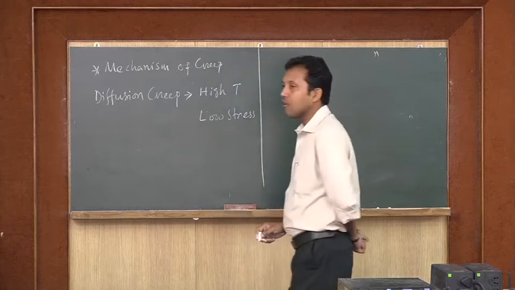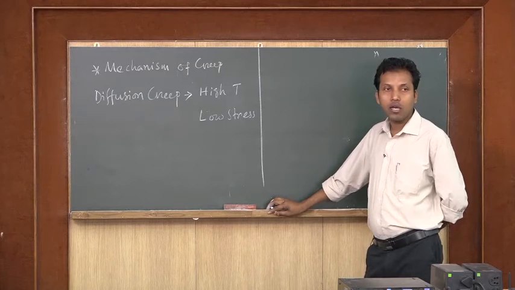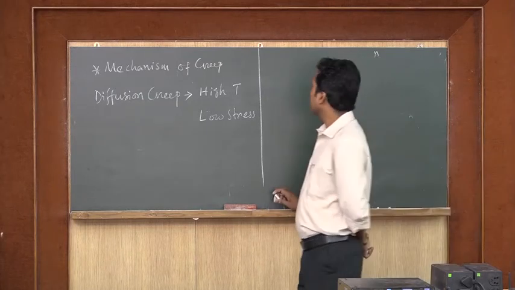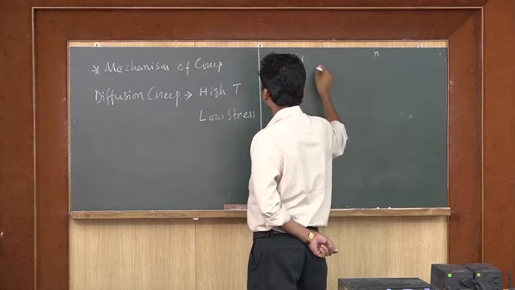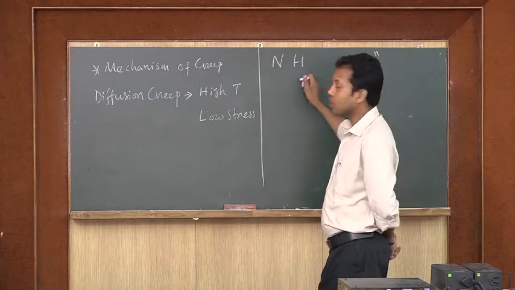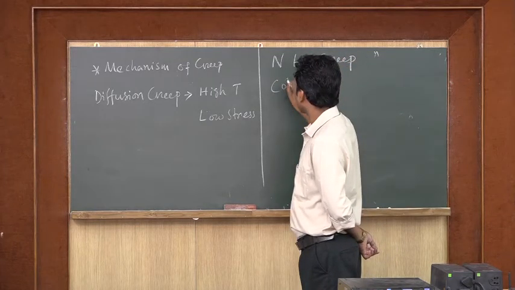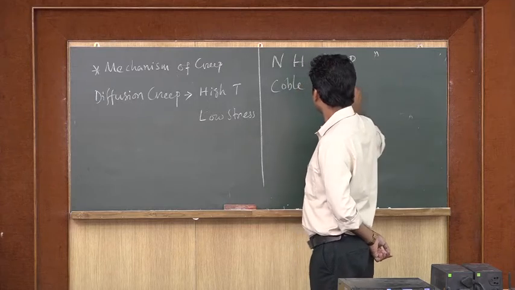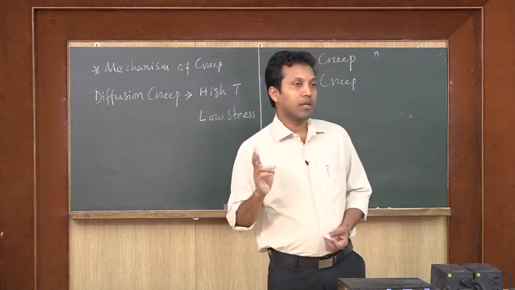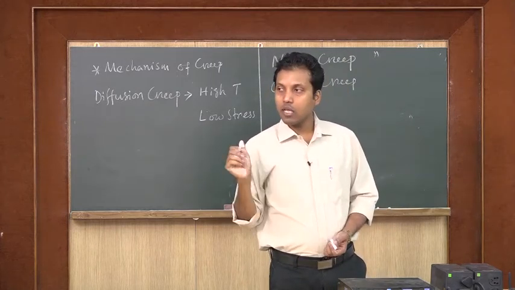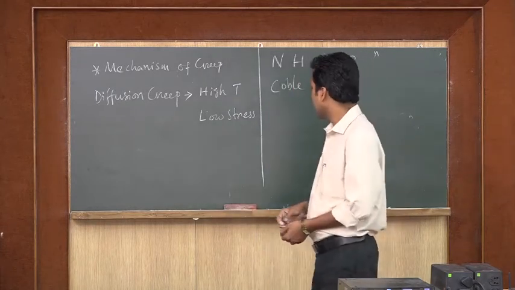For that we have two mechanisms again. That means inside diffusion creep we have two different mechanisms. One is Navarro-Herring creep. I am not writing the full name, you can see it from the book. Another one is Coble creep. So in diffusion creep we have two different creep mechanisms, Navarro-Herring creep and Coble creep. What Navarro-Herring and Coble creep are, we will see now.